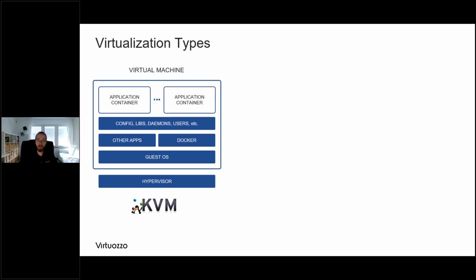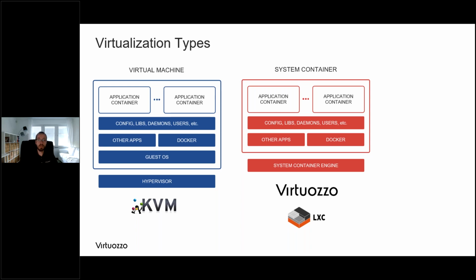It can be, of course, another container technology like an application container, which is assembled with the help of Docker. Or some standalone applications like a mail server and so on. This is the traditional way of virtualization. And on the other side, there's a more resource-oriented or optimized way, which is called a system container.